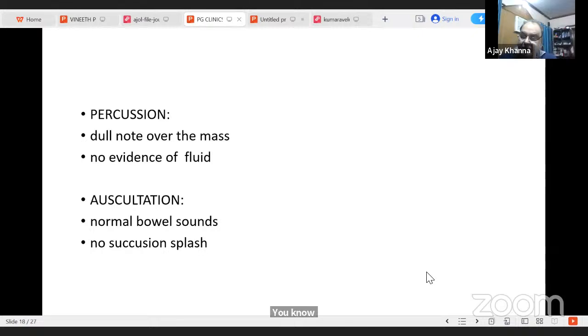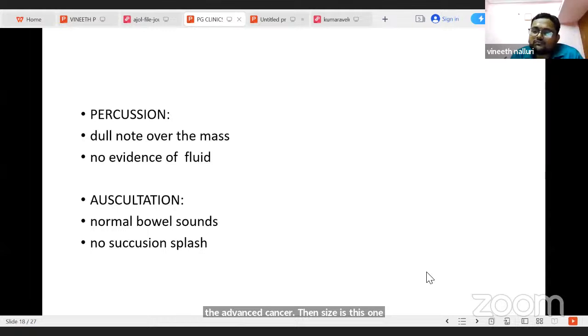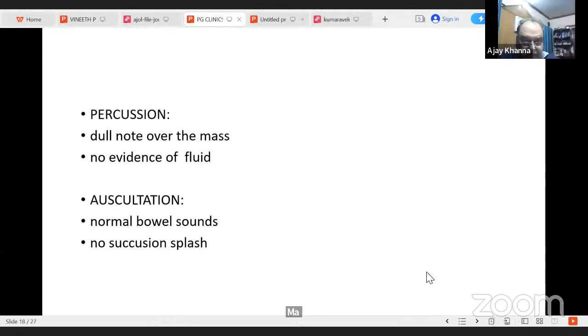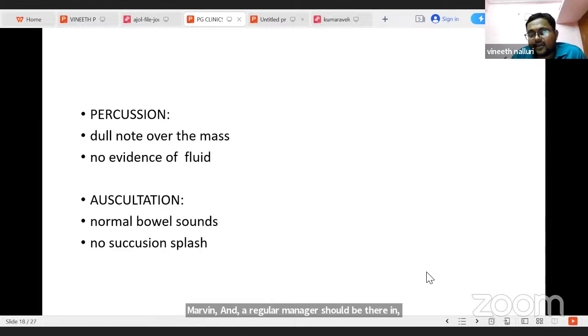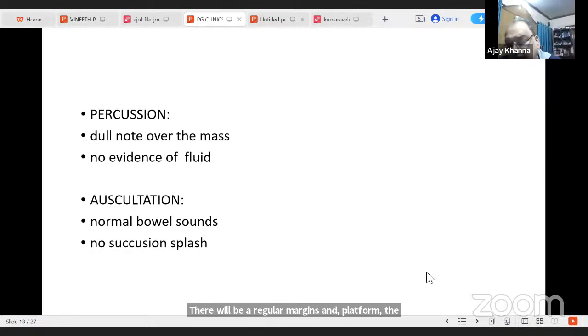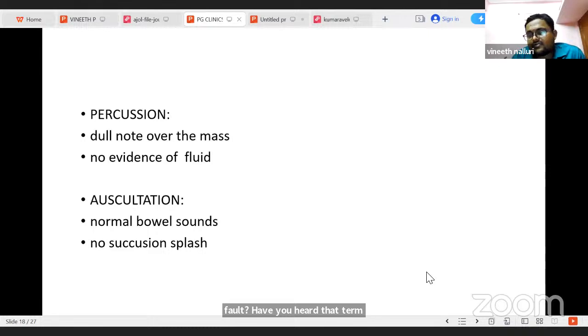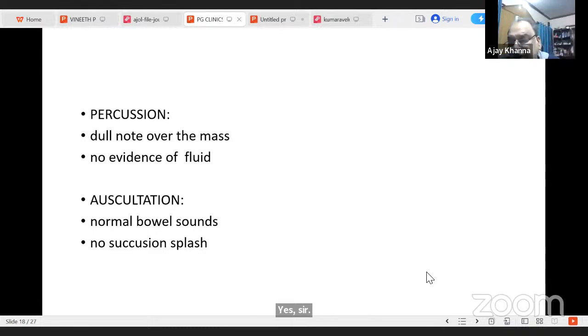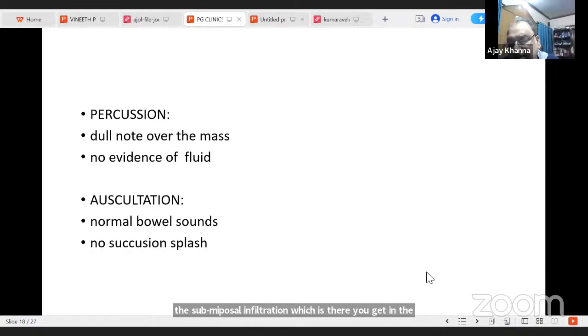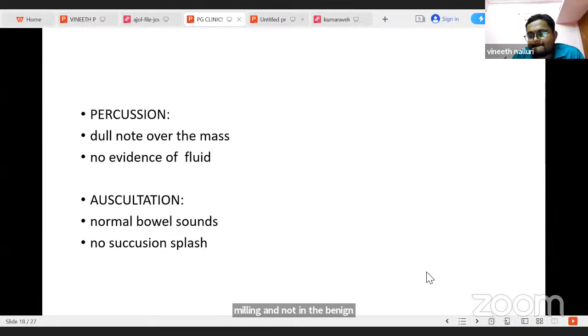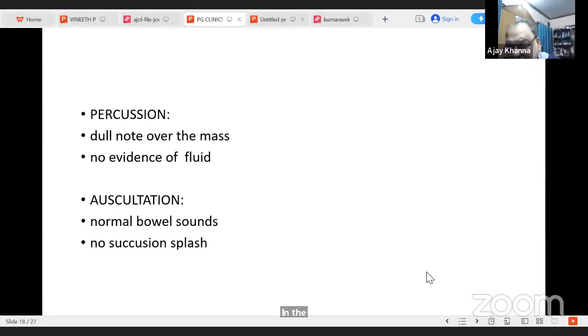Then what about the margins or the edge of the ulcer, in a benign and in a malignant? Irregular margins will be there in malignant ulcers, and there will be regular margins and a flat base in benign, sir. Have you heard about ironing out of the mucosal folds? Have you heard that term? Yes, sir. In which case do you get that, benign or malignant? Benign, sir. No, in malignant, because of the submucosal infiltration, you get it in the malignant, not in the benign. In the benign, the mucosal folds are converging. Which one is deeper, benign or malignant?